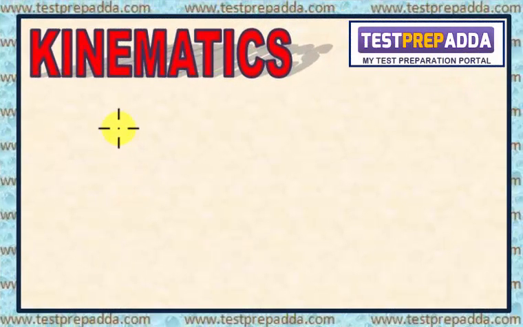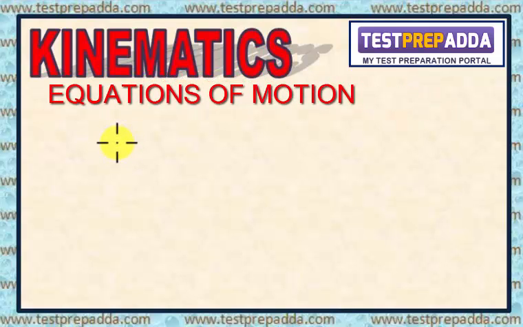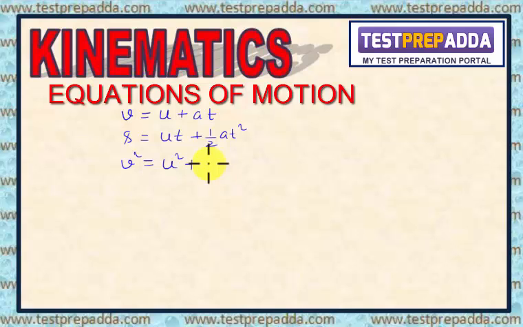Dear students, in the previous session of kinematics, we have derived three equations of motion. V is equal to U plus AT, S is equal to UT plus half AT square, and V square is equal to U square plus 2AS. These equations we have derived when the particle was moving in a straight line and with a constant acceleration.